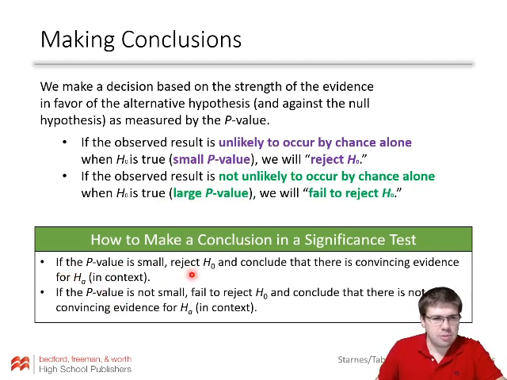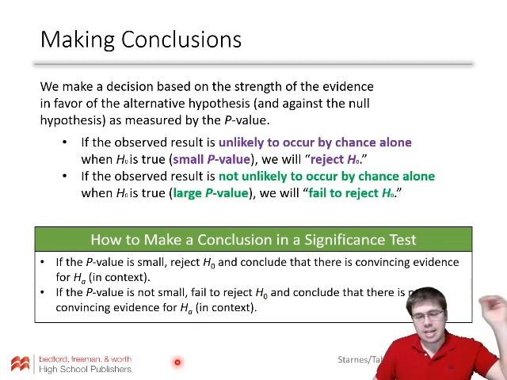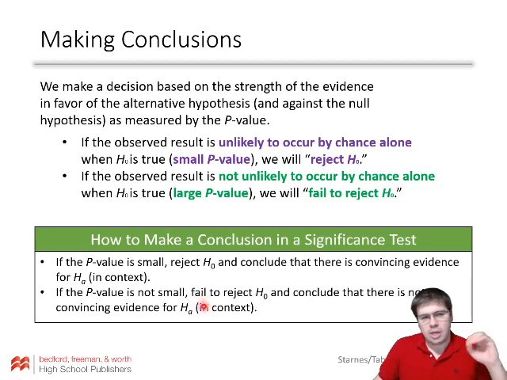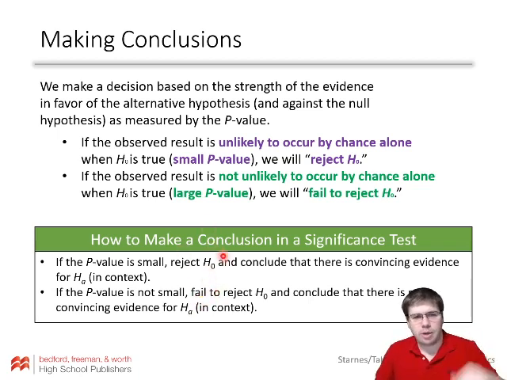So if the p-value is small, reject H0 and conclude that there is convincing evidence for the alternative. If the p-value is not that small, we fail to reject the null hypothesis and conclude that there is not evidence for the alternative in context. So make sure you include that in your decision. That's your conclusion, and this will be part of our state, plan, do, conclude. Our conclude step will say, because our p-value is really small, we're going to reject the null hypothesis and conclude that there's evidence for the alternative, and then talk about the story, or vice versa.